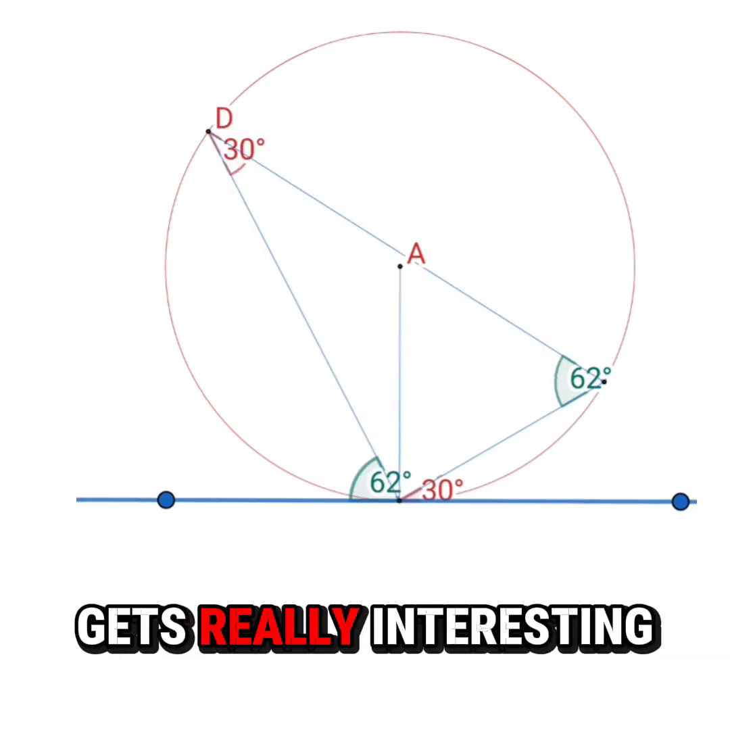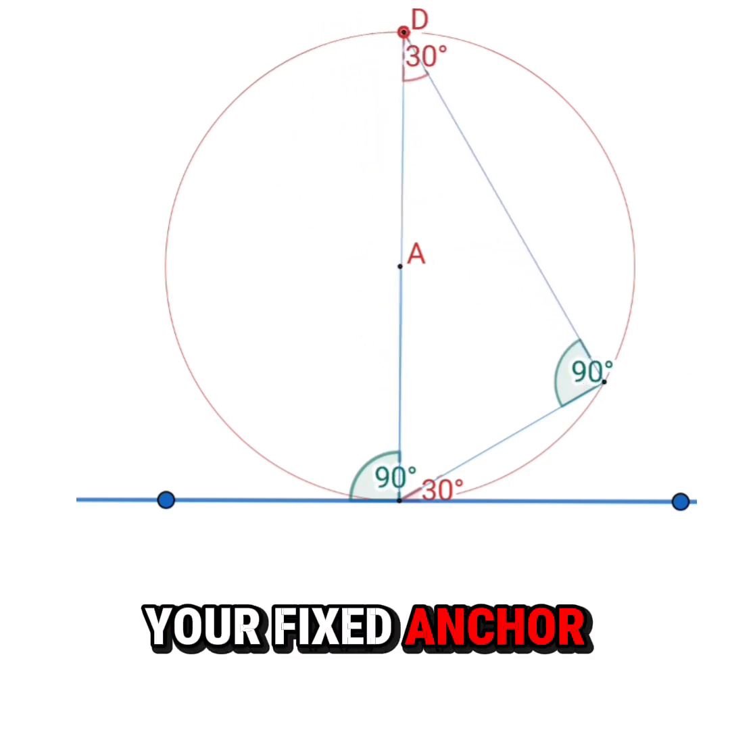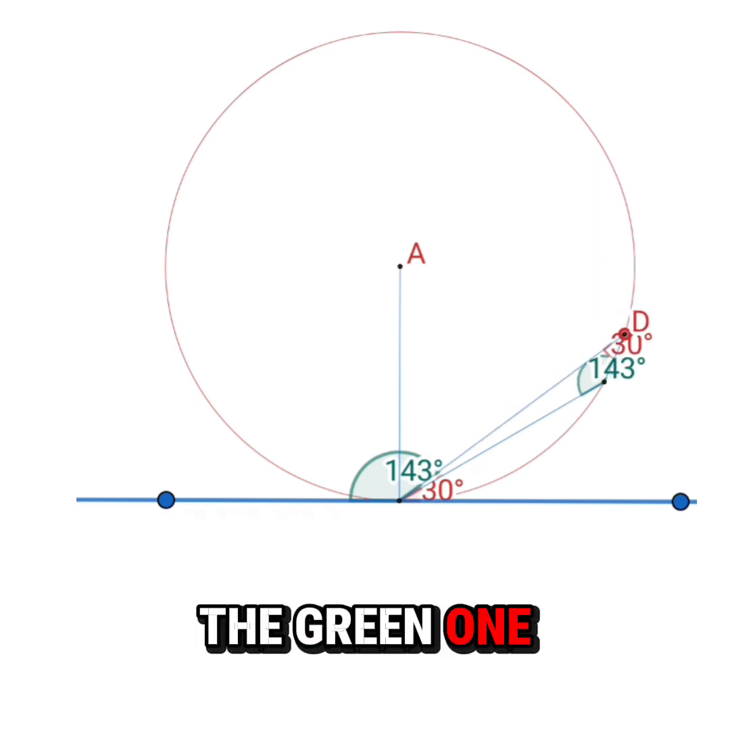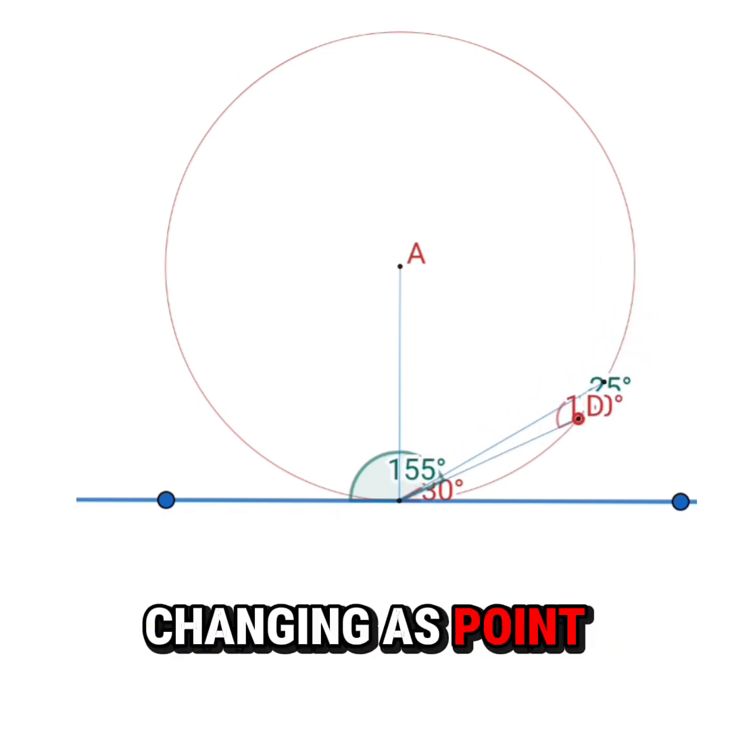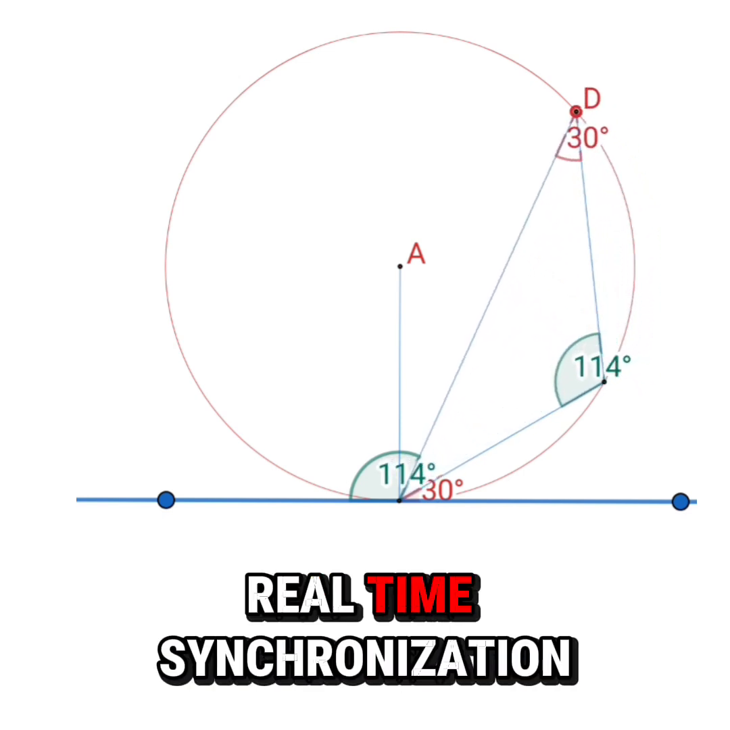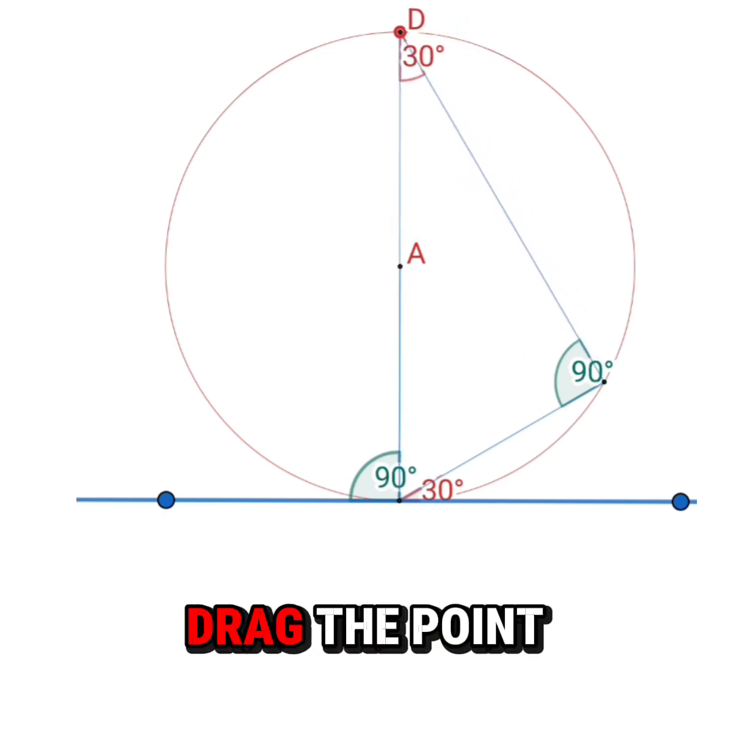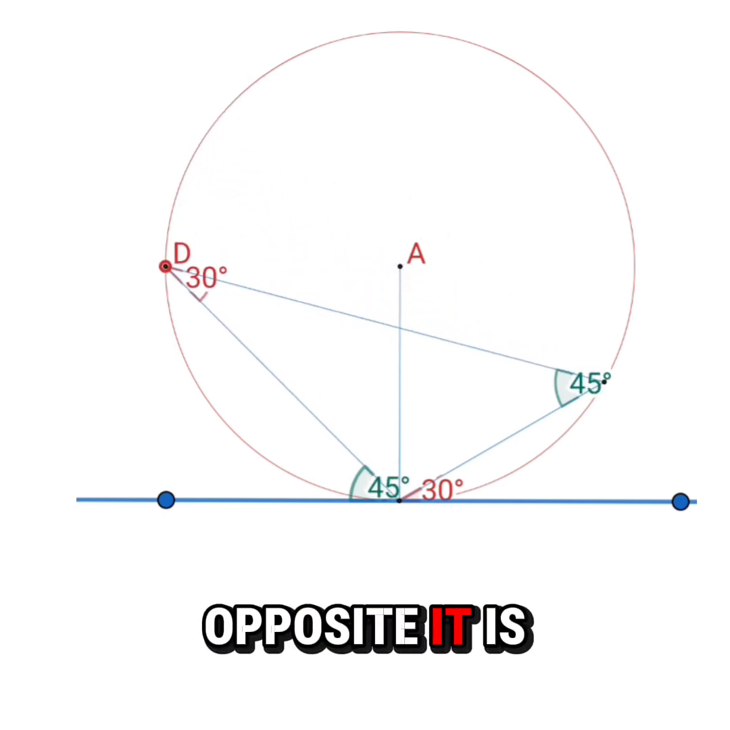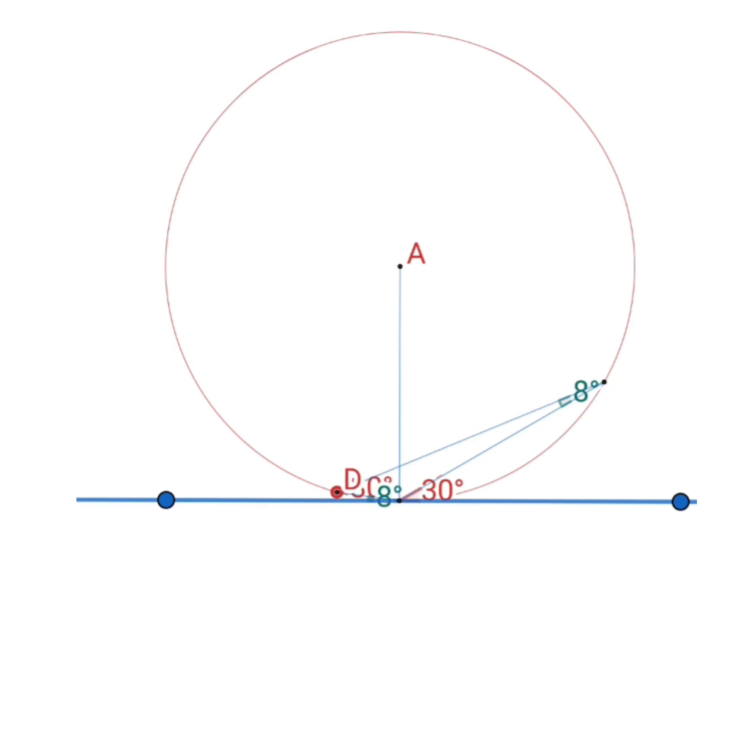Here's where it gets really interesting, though, because you have that rigid red angle acting as your fixed anchor, but the video contrasts it immediately with another angle in the triangle. The green one. Right, the green angle, which is actively shifting. Yeah, the green angle is constantly changing as point D moves, but, and this is the kicker, it shifts in perfect real-time synchronization with its corresponding bottom angle. Oh, wow. So as you drag the point, you are watching the green angle grow or shrink, and the angle opposite it is flawlessly matching its value on the fly. It is a dynamic, literal double proof of the theorem.